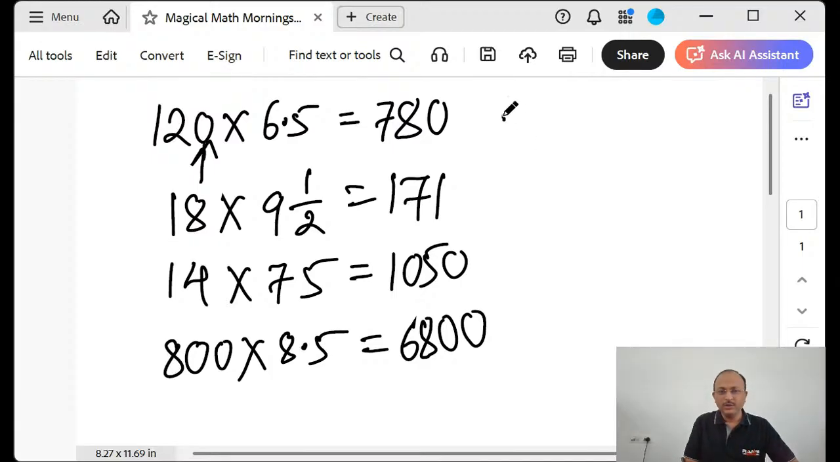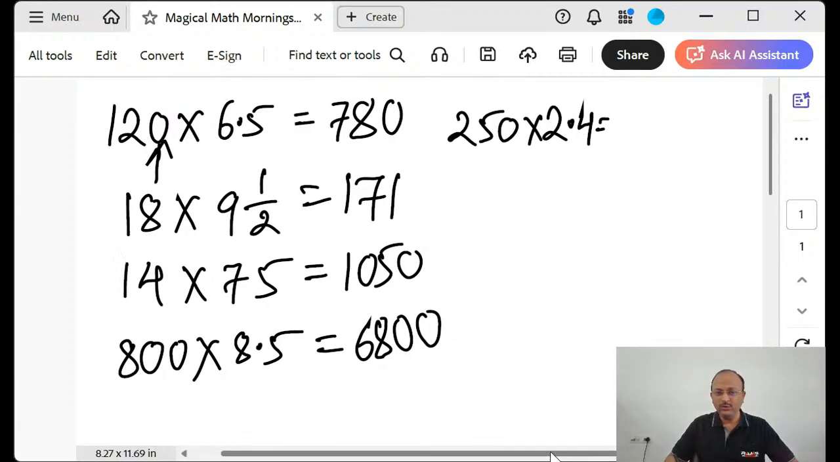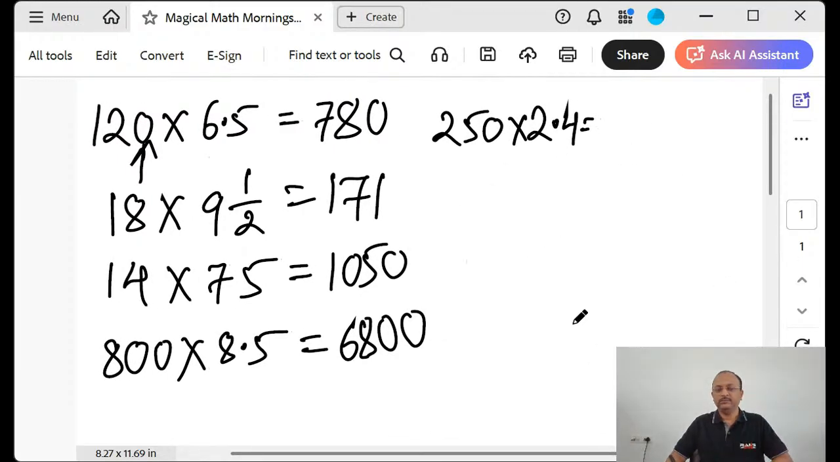Let's take 250 into 2.4. See how we are able to extend this one. 250 into 2.4. Which one we are going to double? This. When we double 250, it will become 500. Then it is very easy, correct? And half of 2.4 is 1.2. 500 into 1.2. It's very easy.